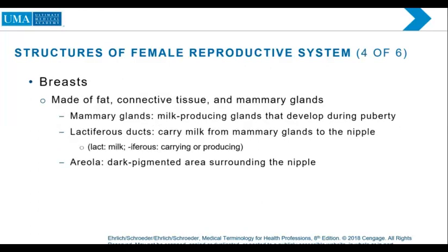Next, you have your breasts, and they're made of fat connective tissue and mammary glands. The mammary glands are milk-producing glands that develop during puberty. They are lactiferous ducts, and they carry milk from the mammary glands to the nipple. We see here that lac means milk, and ferous means carrying or producing. And then you have the areola, the dark pigmented area surrounding the nipple.